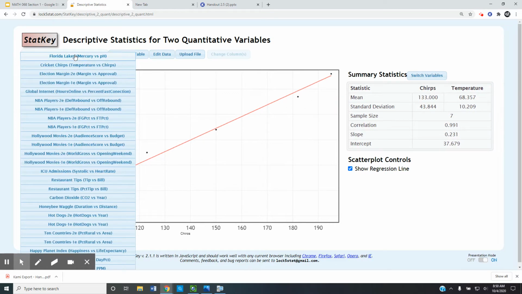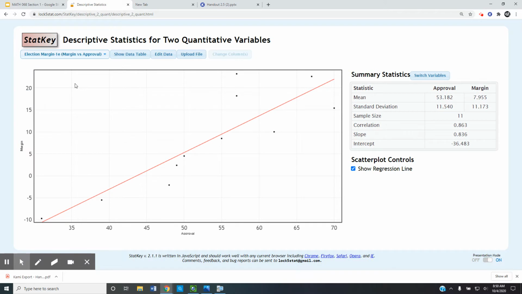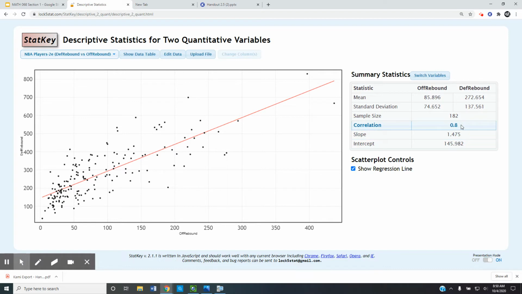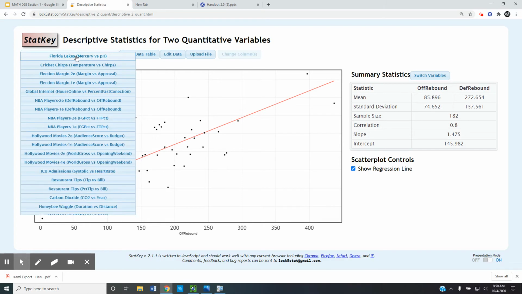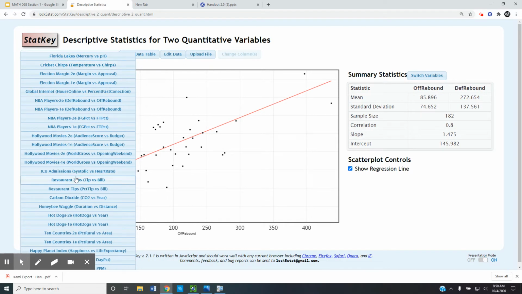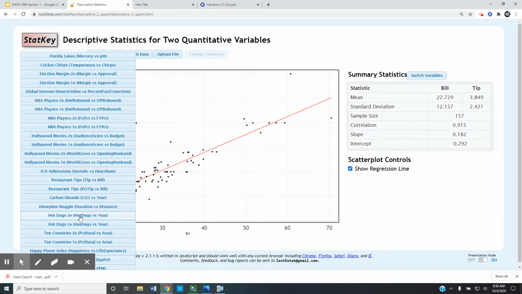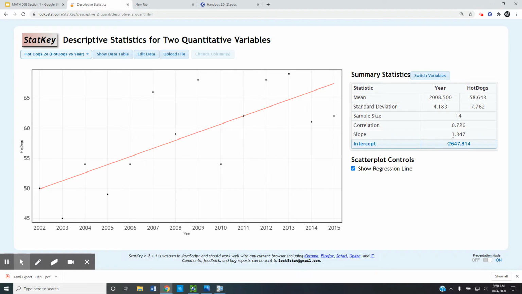Now let me go find something, maybe something that's not quite so nice. See how the dots are a little bit spread out? Look how the correlation came down, .863. Let me find another one. Look at that. Came down to 0.8, so it's coming down. How come it's coming down? Because the dots are spreading themselves out from the data a little bit. It's still good, though. Restaurant tip. There goes a 0.915. That one's pretty good. Hot dog. I don't know what that one is, but I'm going to check it out. Oh, hot dog is only 0.72. It's getting weaker. As the number comes closer to 0, the association is becoming weaker.